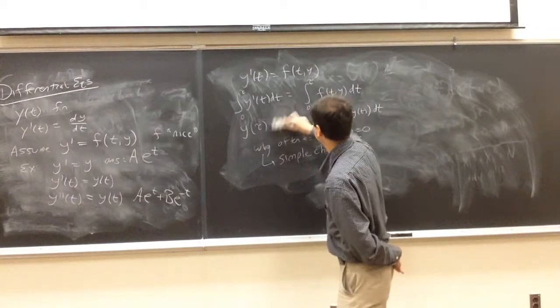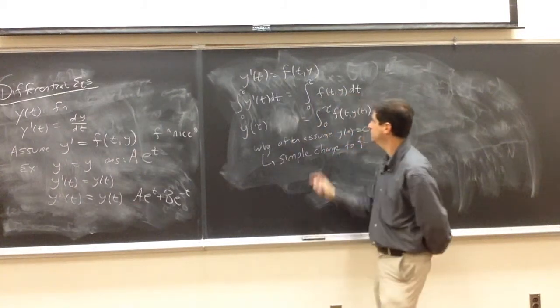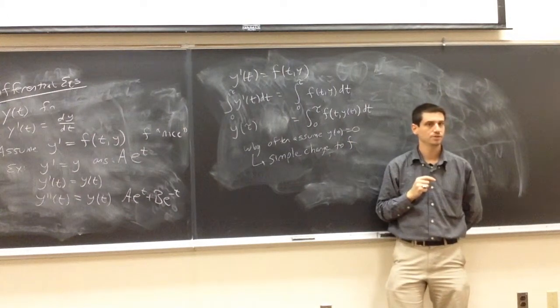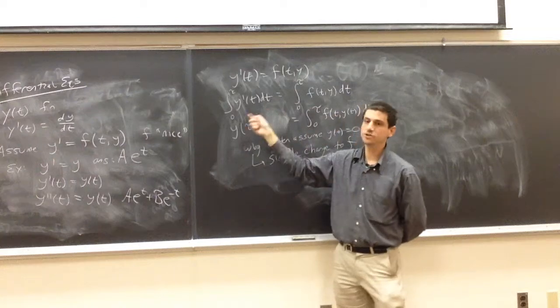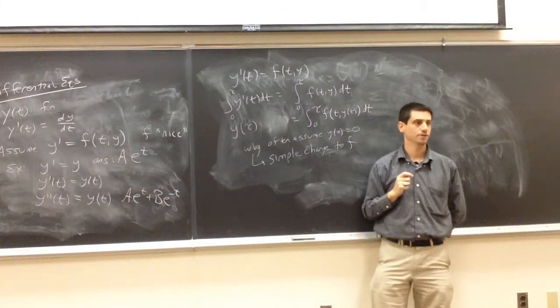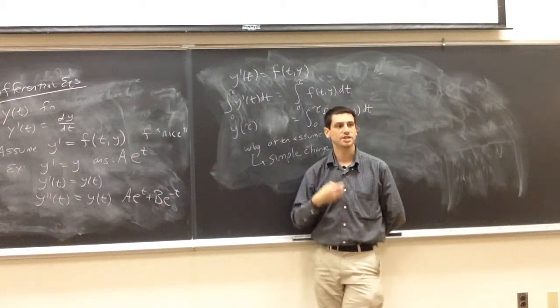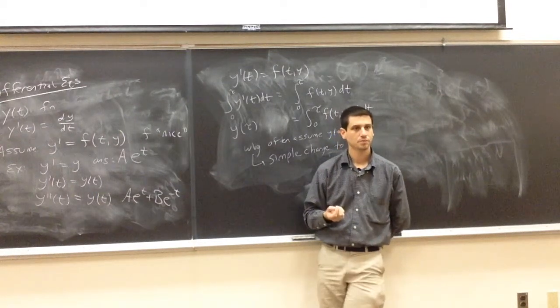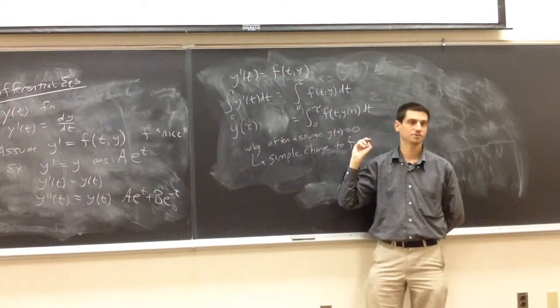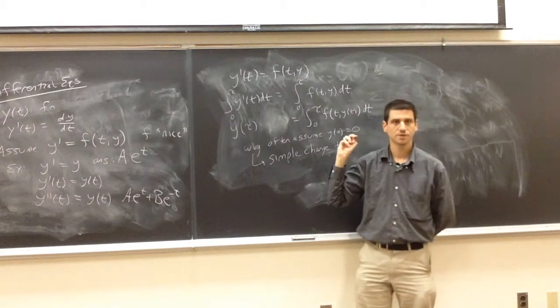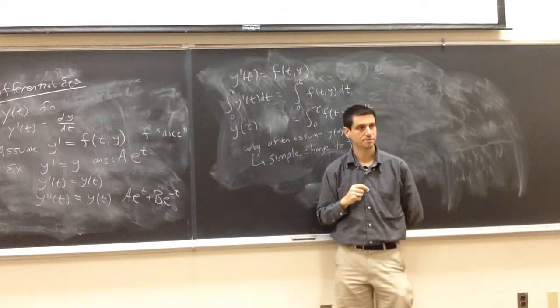And now we have this interesting thing. y of t is the integral from 0 to tau of f of t, y of t. So we're trying to find what function we can put on both sides of this equation to make this true. And this is where we're going to use the contraction map. This is where we're going to use the method of successive approximations. What do you think a good first guess might be?